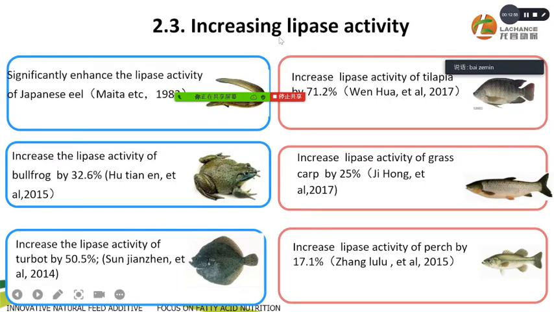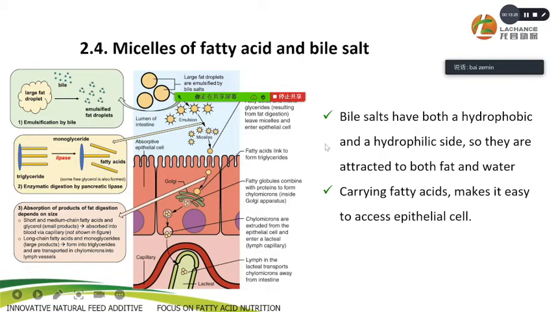Actually, since 1980, there has been plenty of research on bile acid increasing lipase activity, I think from Japan, from China, and even some European countries. The animals studied include eel, frog, turbot, perch, grass carp, and tilapia. If you are interested, I think we can share the whole papers with our audience.